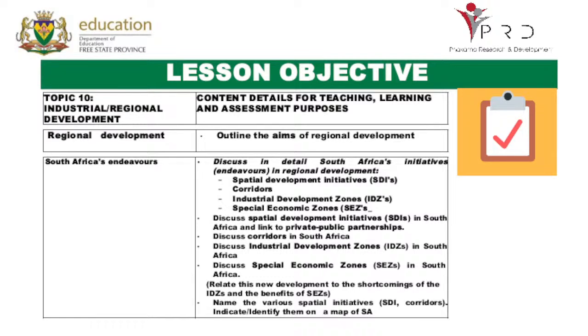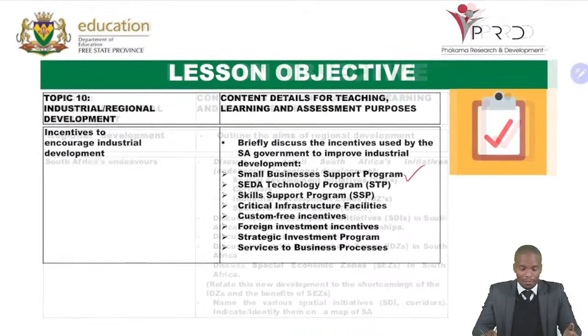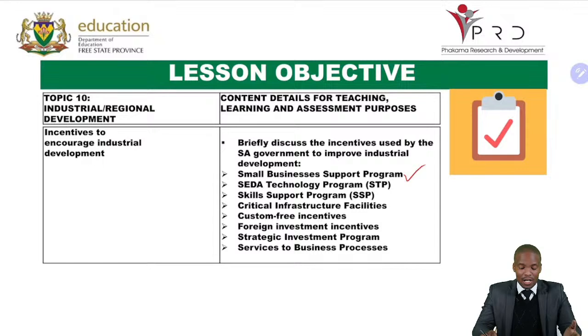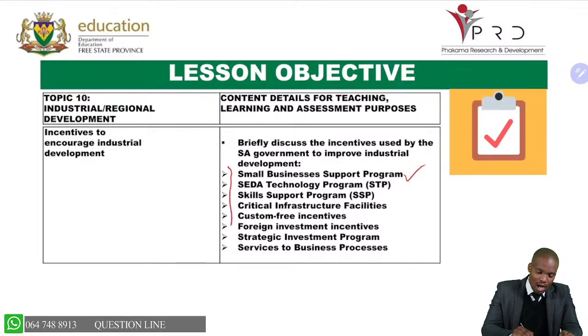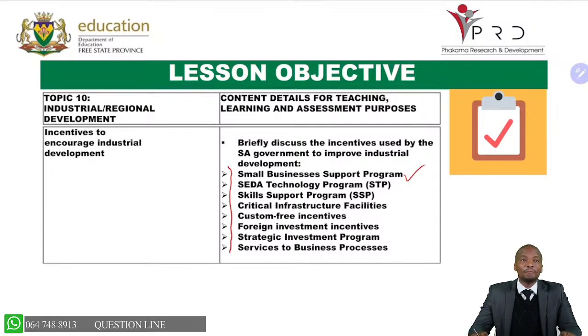So we're going to be looking at those incentives in terms of the Small Business Support Program, the SEDA Technology Program, the Skills Support Program, the Critical Infrastructure Facilities Program, the Custom Duty-Free Incentives, the Foreign Investment Incentives, the Strategic Investment Program, and the last one we're going to be looking at, Service to Business Processes. So grade 12, all these are the incentives to encourage industrial development.